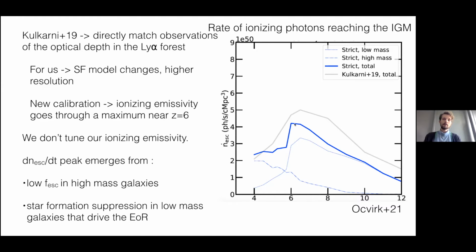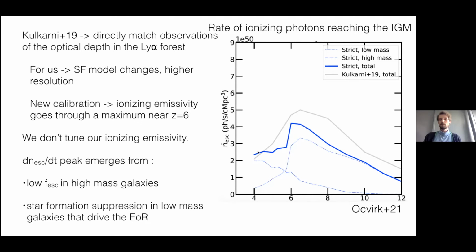The important takeaway is, again, as Pierre explained, that the ionizing emissivity, so the number of photons we produce that actually make it to the IGM per second and per unit of volume, rises throughout most of reionization, but towards the end falls off and actually decreases. And this is brought about systematically in our simulation, as opposed to the Kulkarni work where it was tuned like this. In our case, this arises because of low escape fractions in high mass galaxies, and at the same time, star formation suppression in the low mass galaxies that drive reionization.